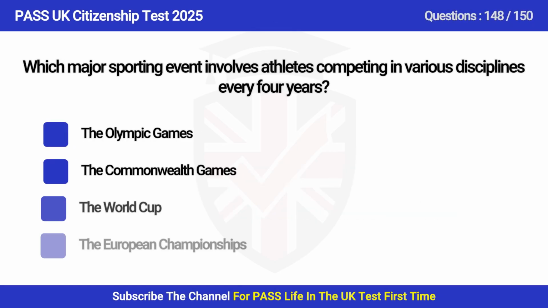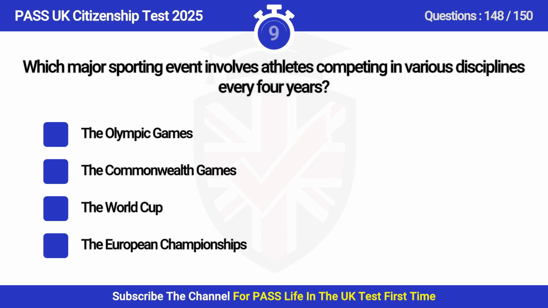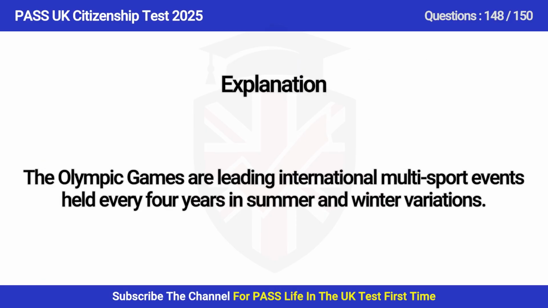Question 148. Which major sporting event involves athletes competing in various disciplines every 4 years? A. The Olympic Games. B. The Commonwealth Games. C. The World Cup. D. The European Championships. Answer is A. The Olympic Games. The Olympic Games are leading international events held every 4 years in summer and winter variations.